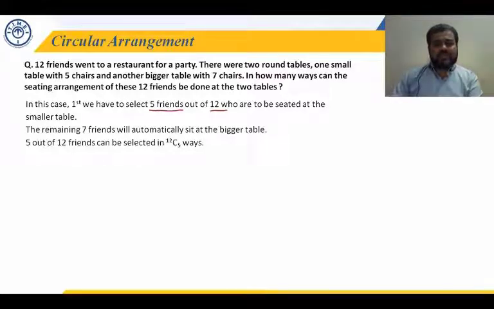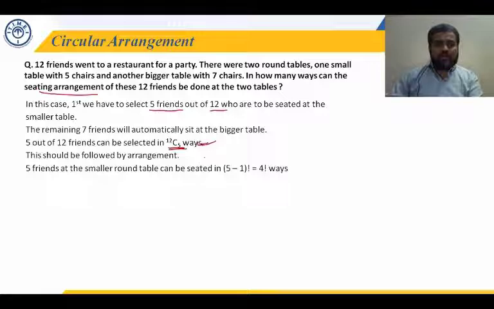So 5 out of 12 friends can be selected in 12C5 ways. Once we have done this selection, we have segregated 5 people and 7 people to be seated at the respective 2 tables. Now the next step is we have to arrange, because the question is about seating arrangement.